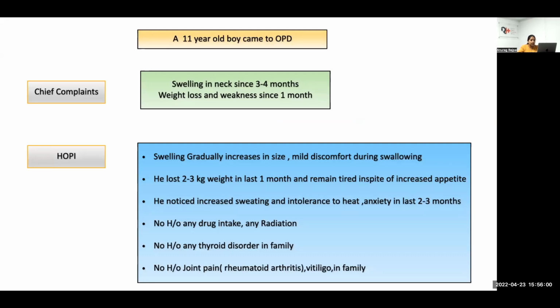He complained that his swelling gradually increases in size. He has some mild discomfort during swelling, and he also complained that he has lost some 2 to 3 kg weight in this last 1 month, and he remained tired in spite of having good appetite. He also noticed that he has increased sweating and increased intolerance to heat and anxiety in these last 2 to 3 months. There was no history of any drug intake, any radiation, no history of any thyroid disorder in the family.